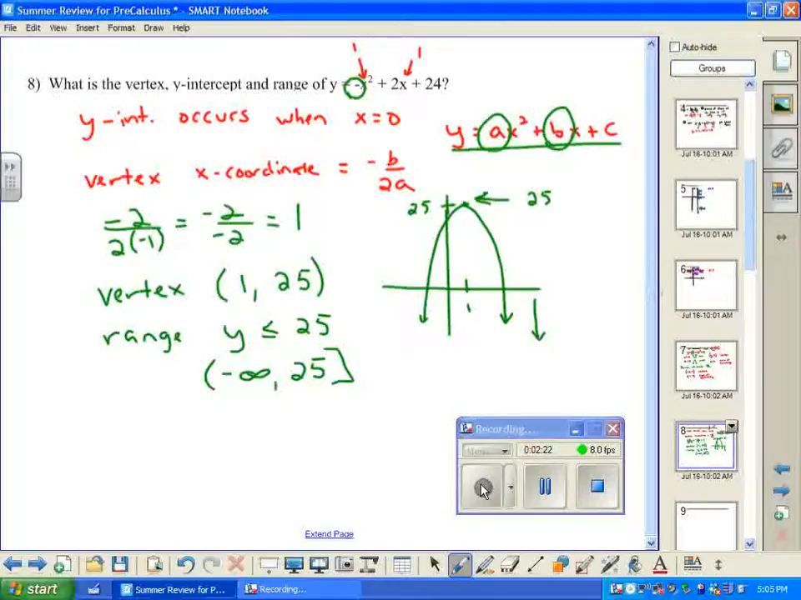The other item we need to identify here is the y-intercept. The y-intercept occurs when x is 0. So if we put a 0 for x here and a 0 for x here, we see that the y-intercept is simply 24. So right here is our y-intercept. Our y-intercept is at the point 0, 24.